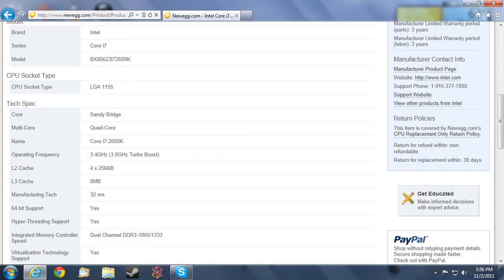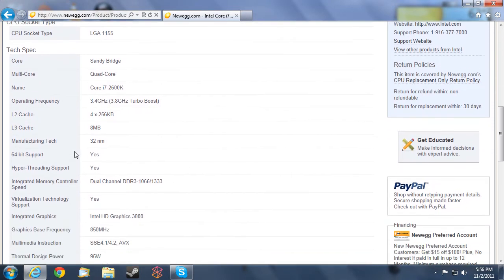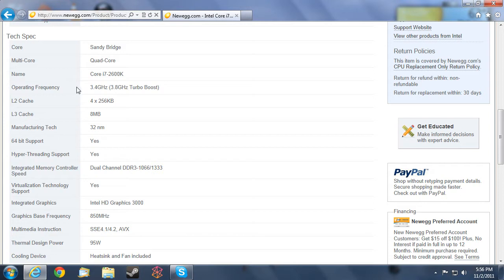So this is telling you it's a multi-core processor. Pretty much all modern-day processors are multi-core now. This is just telling you it's a quad-core processor, which means it has four physical cores on the CPU die. Once again, the name Core i7-2600K. All right, so here's operating frequency.